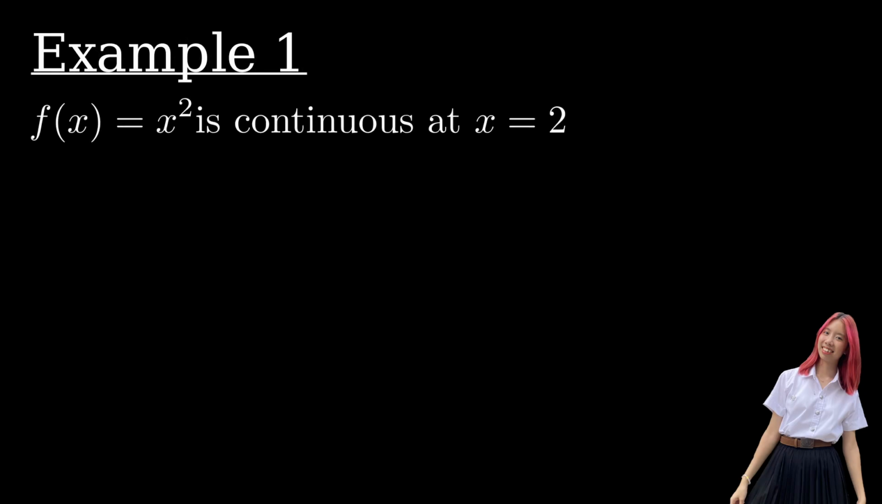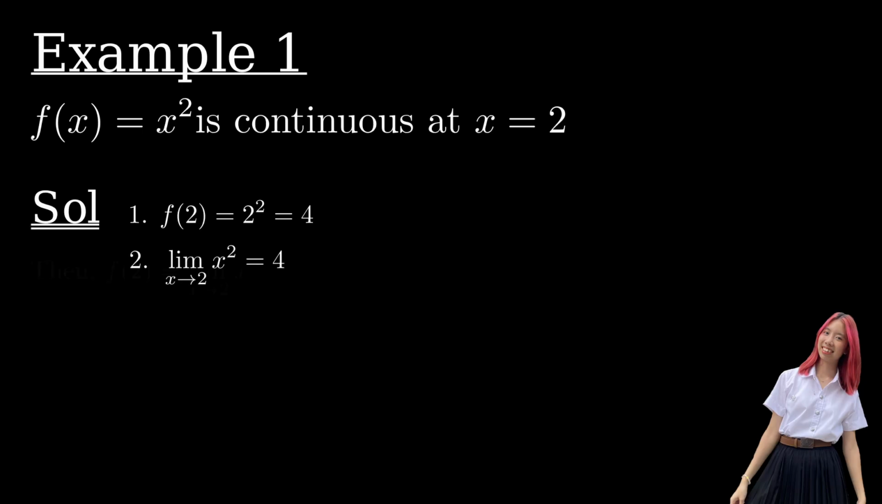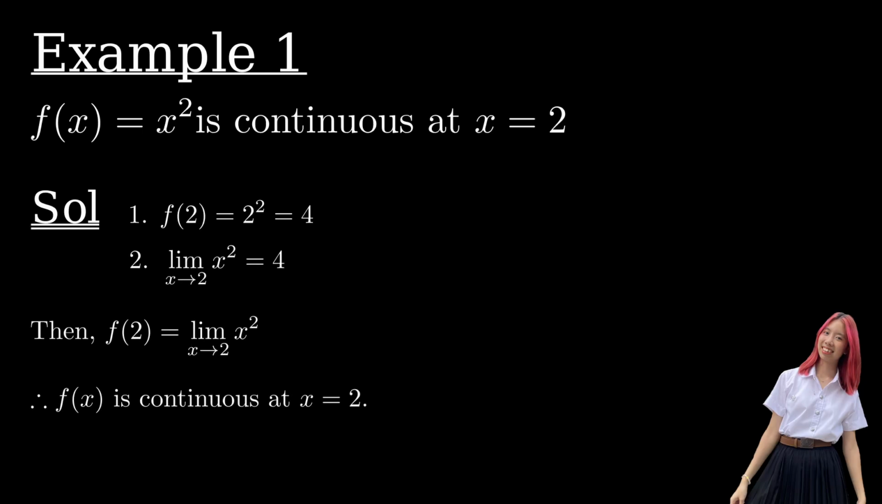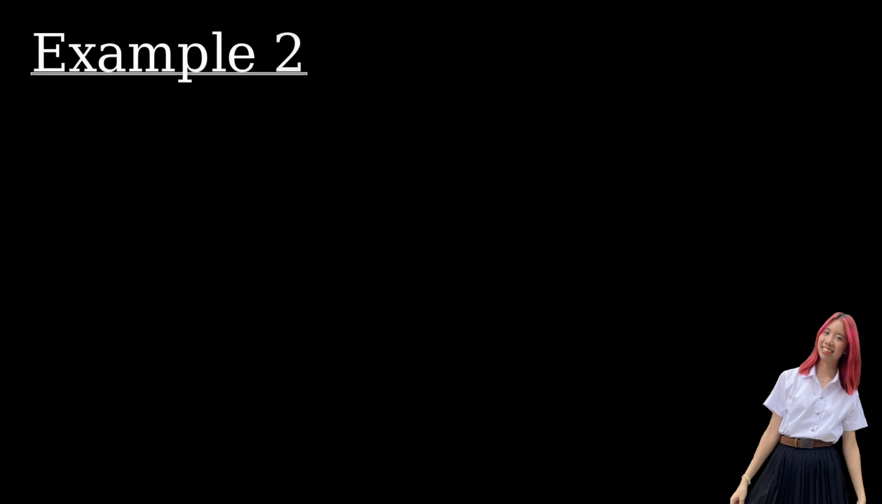Let's go ahead with the first example. Let's check if f(x) equals x squared is continuous at x equals 2. We find f(2) equals 4 and the limit of x squared as x approaches 2 is also 4. Since both values are equal, the function is continuous at x equals 2. For the next example, let's look at this function. f(x) equals x squared when x is not equal to 2, and f(x) equals 5 when x equals 2. I will give you around 20 seconds to find the answer to this example.